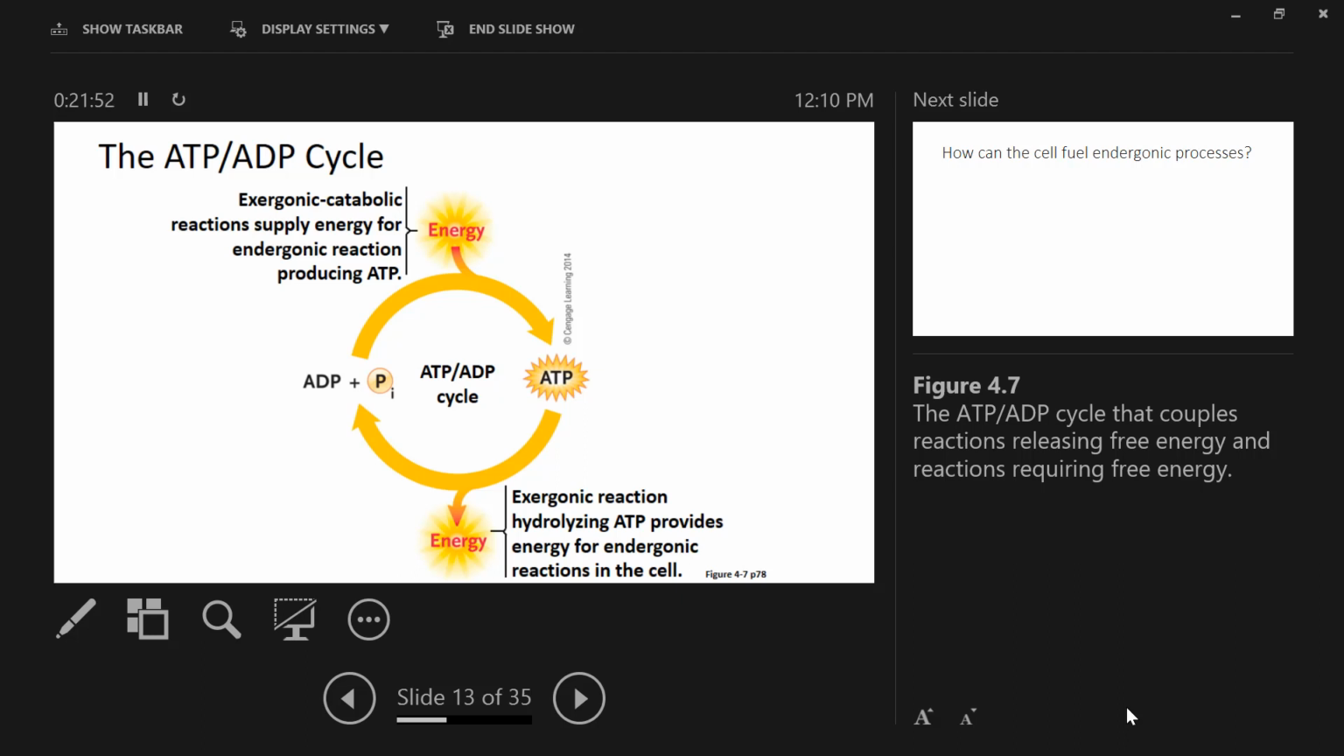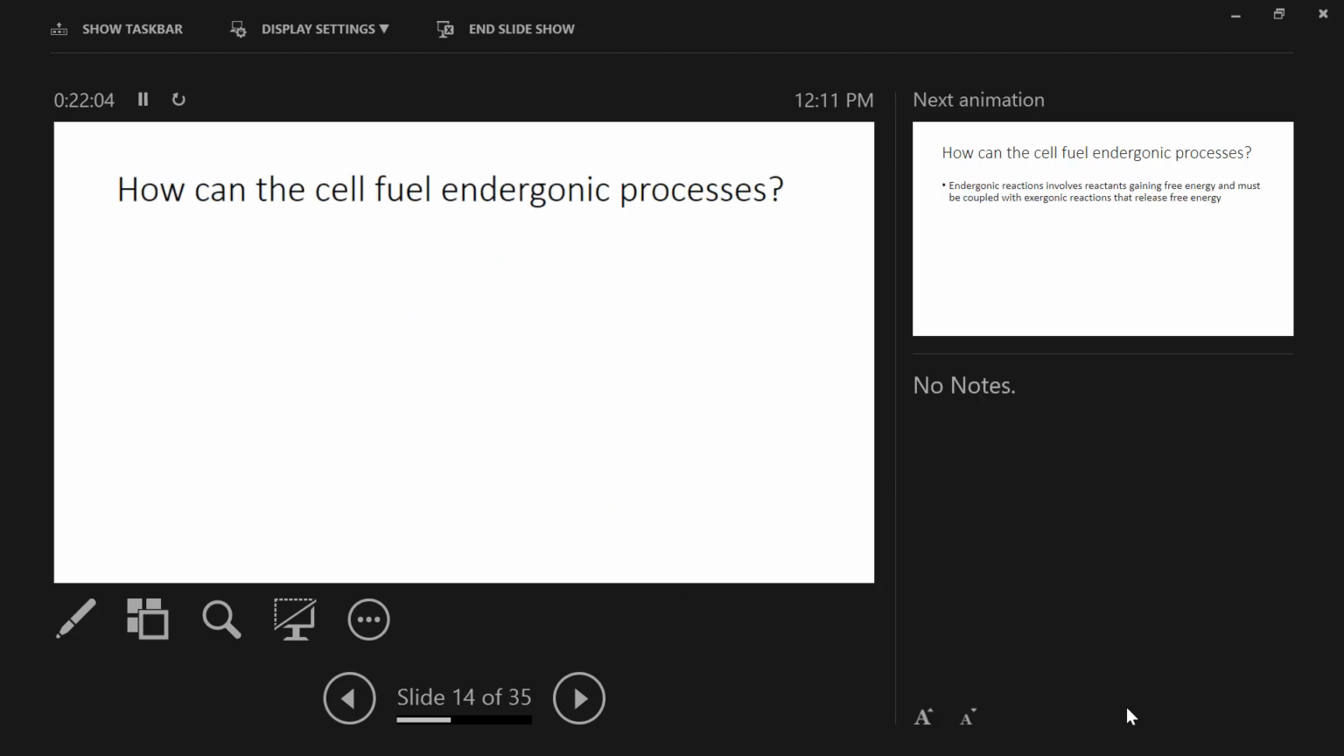And then I want you to think about how the cell harnesses that energy to actually do something. Okay? I want you to think through this. Take a couple minutes with those around you and talk through this. What kind of energy are we releasing here? All right? 2 minutes, starting now.